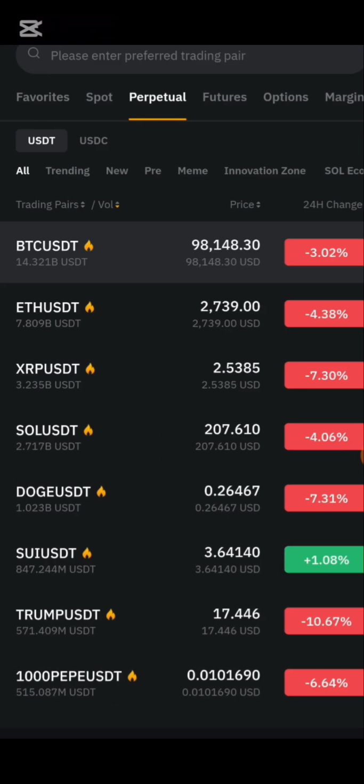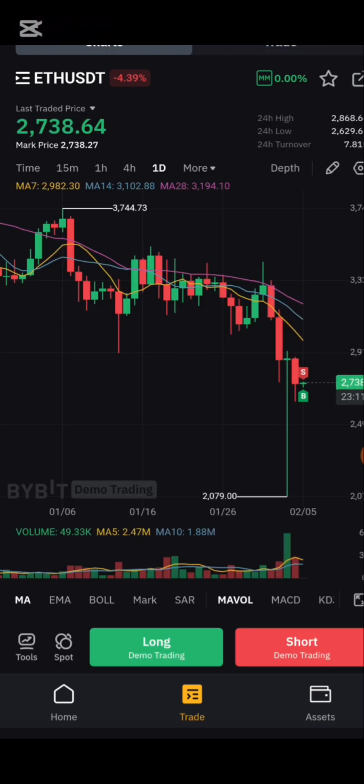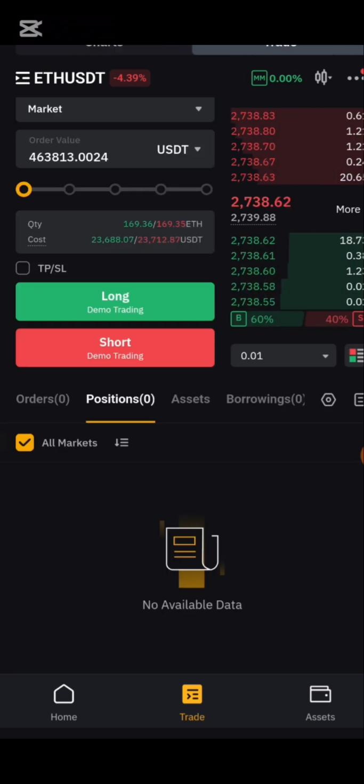Okay, now let's check on Ethereum USDT. As we have taken profit from BTC USDT, now we'll check Ethereum USDT. Okay, so right here, let's study the chart. The market is going downwards also. So right here, we are going to click on short. Okay, I'm going to buy with this USDT here.